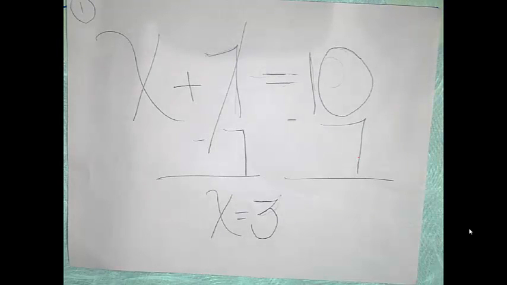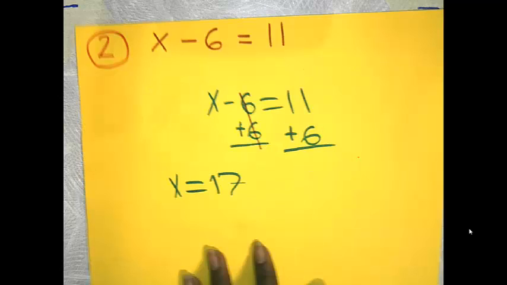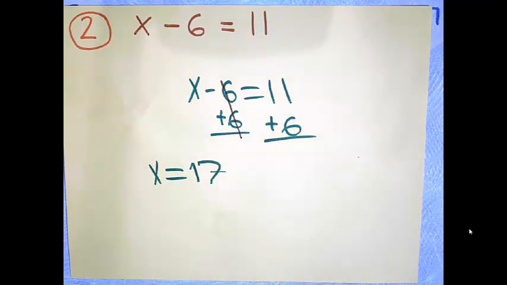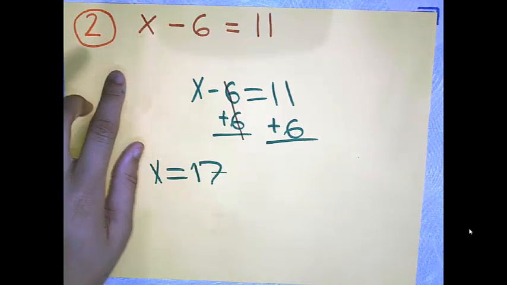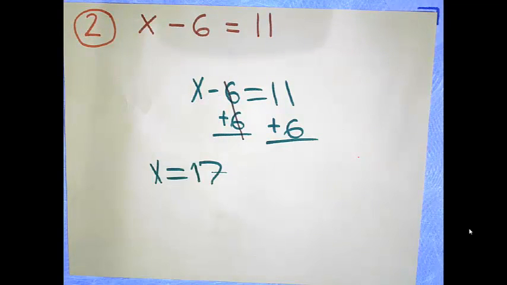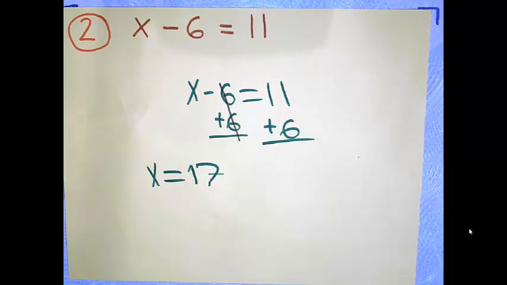Question number 1. X plus 7 equals 10. We subtracted 7 from both sides, and we ended up with x equals 3. Question number 2. X subtracted from 6 equals 11. So we added 6 to both sides, and then we ended up with x equals 17.